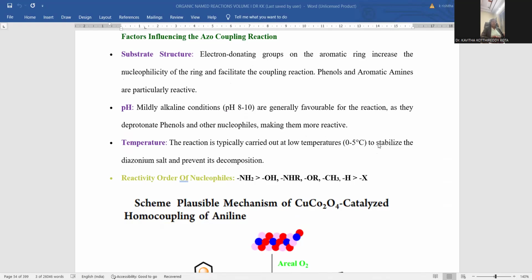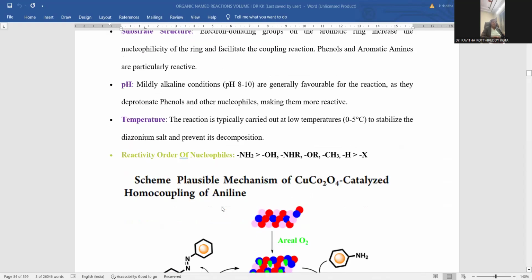Temperature: often, cryogenic conditions are sufficient for the completion of the reaction, at 0 to 5 degrees centigrade. The reaction proceeds smoothly, so the temperature should be lower. The order of reactivity for the coupling reaction will be NH2 most favorable, later on hydroxyl, later on secondary amine, later on alkoxy. And you can go with methyl and hydrogen, and the least is given for halide. This is the way the reactivity of nucleophiles is ordered. Accordingly, coupling product formation is possible.